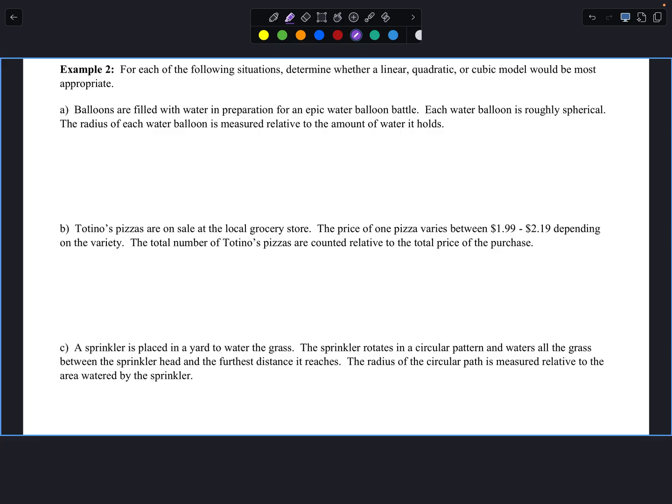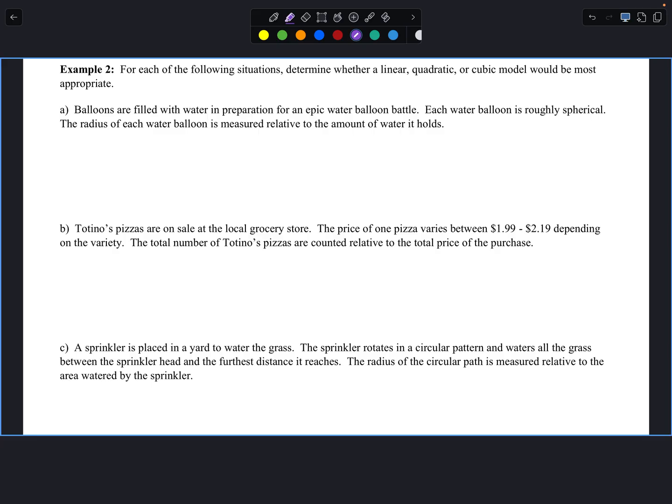And hopefully nobody did this. Don't clear y1. Leave your function in y1, because we're going to need it here in a little bit. All right. So for example 2, it says, for each of the following situations, determine whether a linear, quadratic, or cubic model would be most appropriate.